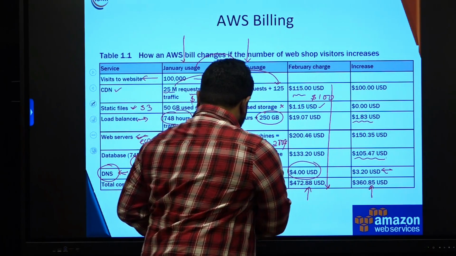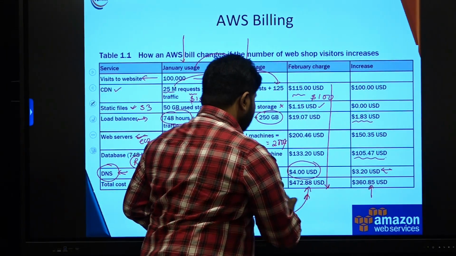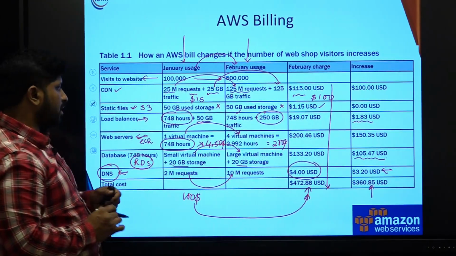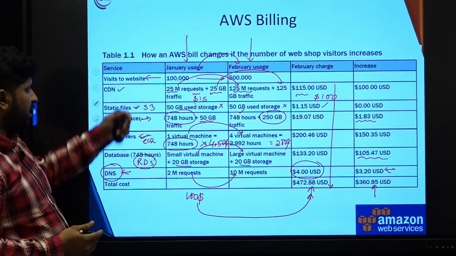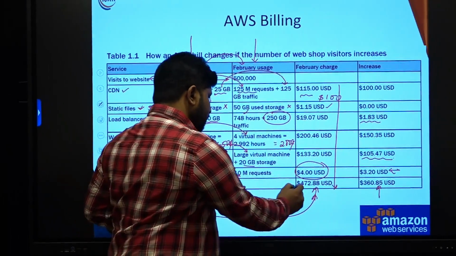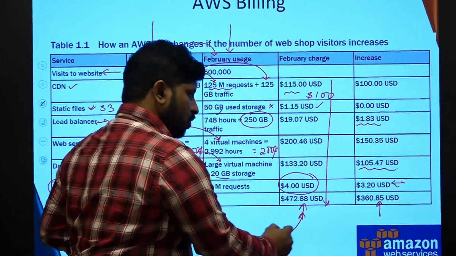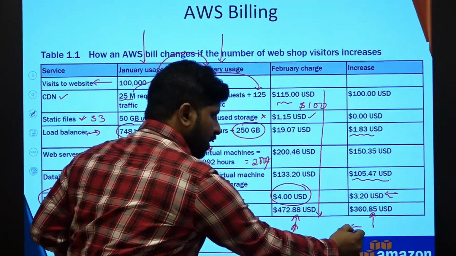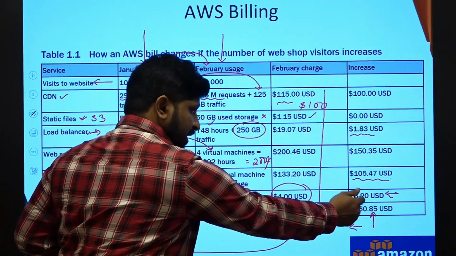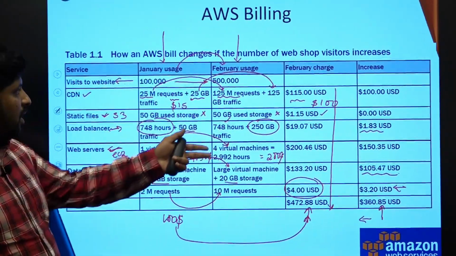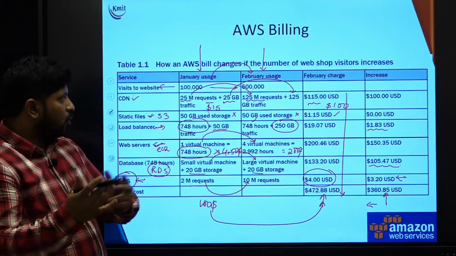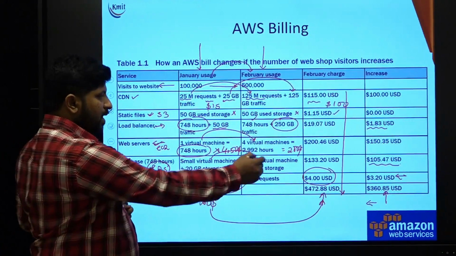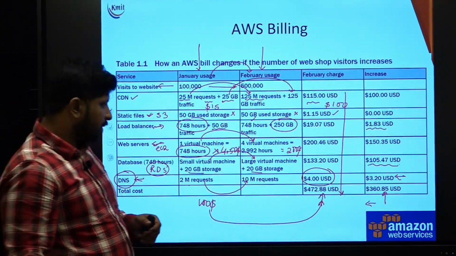When it has been enhanced, the various services are utilized explicitly by the customers, so it has been enhanced to $472, and the difference amount is $360, which they need to pay. The company who has deployed the website has to pay an extra $360.